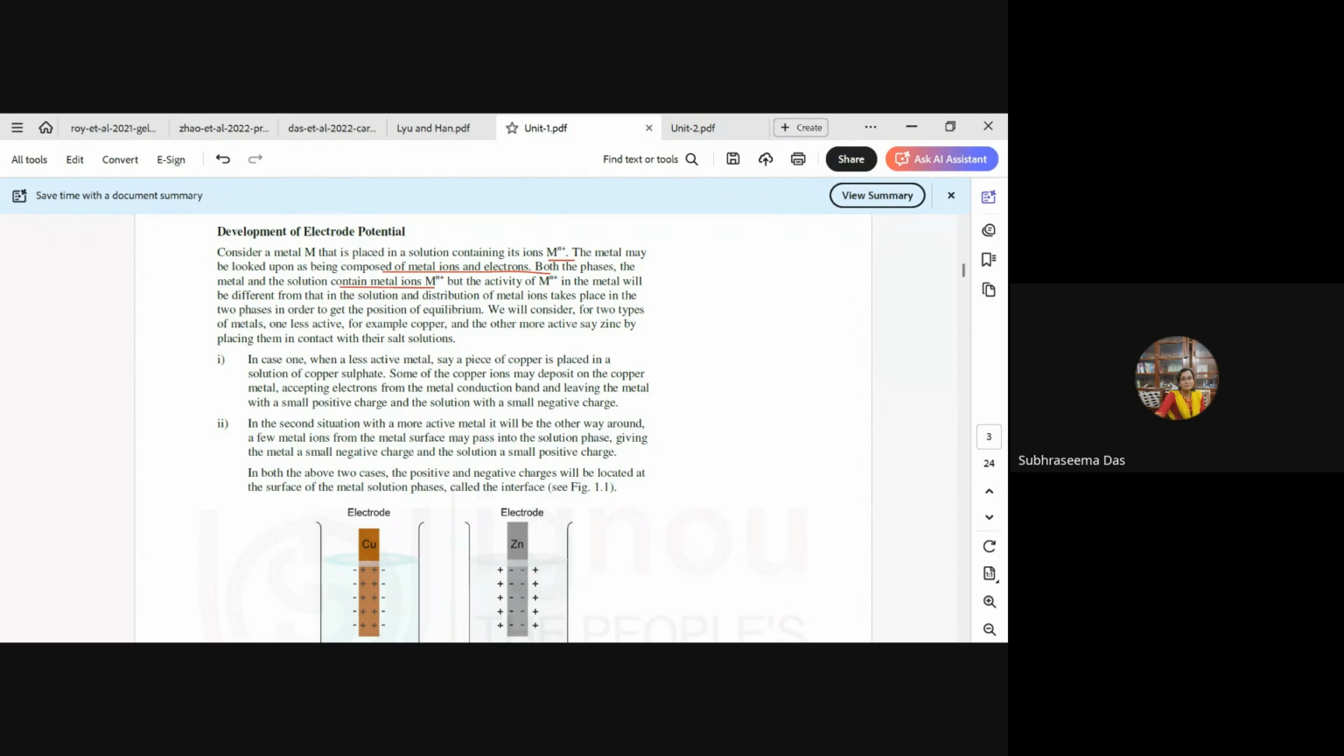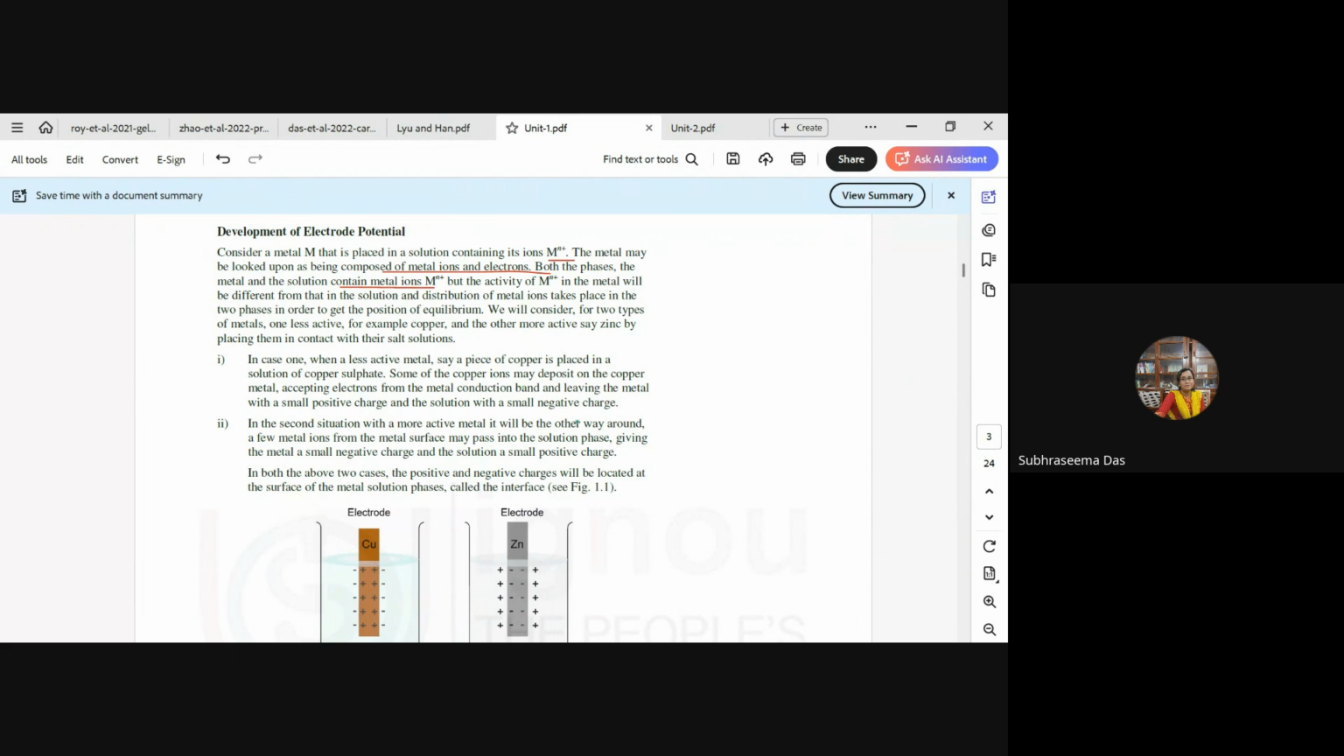And since the activity is different, the distribution of the metal ions in the solution and inside the metal is different. We will understand this by taking a less active metal than zinc, let us say copper. If we place a piece of copper in a solution of copper sulfate, then some of the copper ions get deposited on the copper metal, accepting electrons from the metal and leaving the metal with a small delta positive charge and the solution with a small delta negative charge.